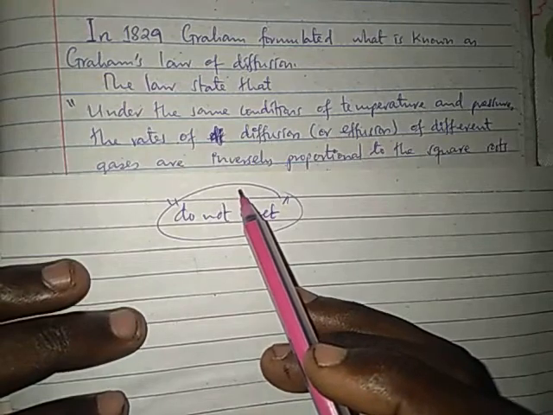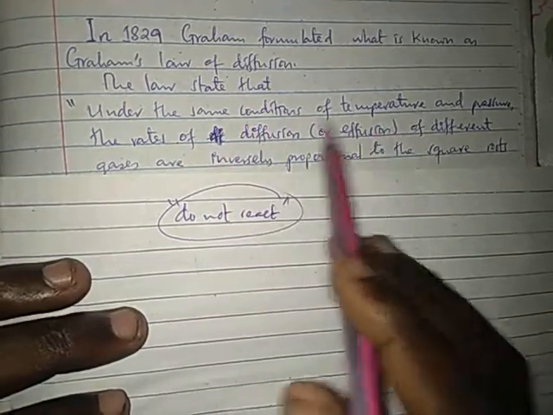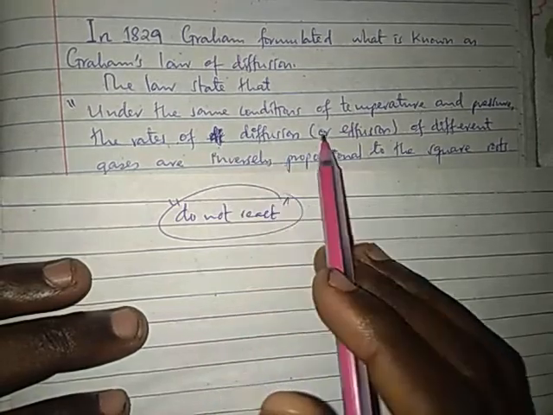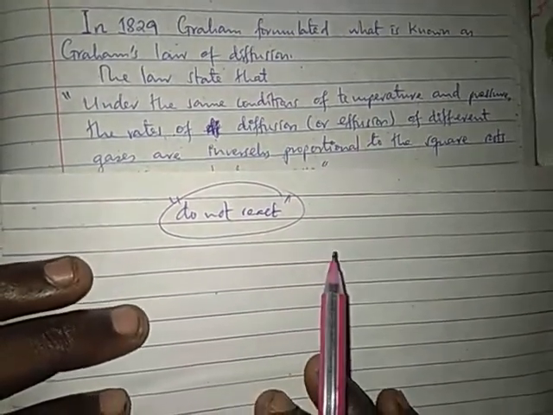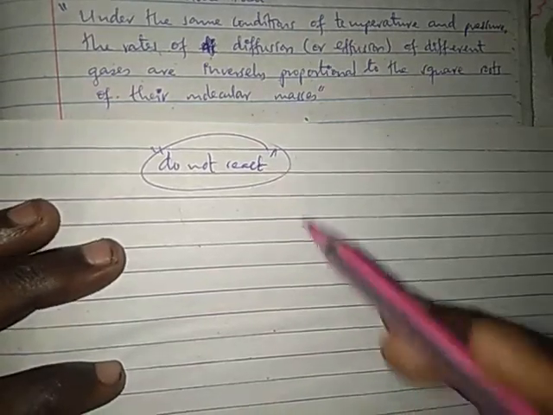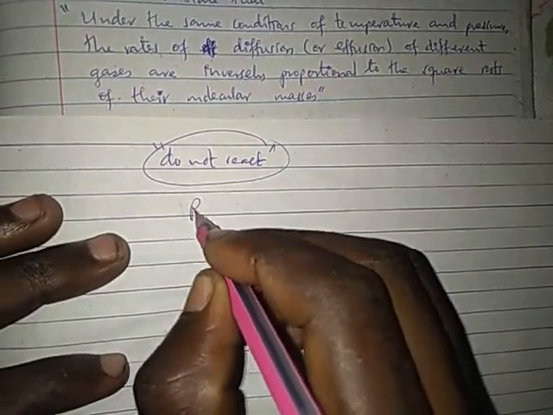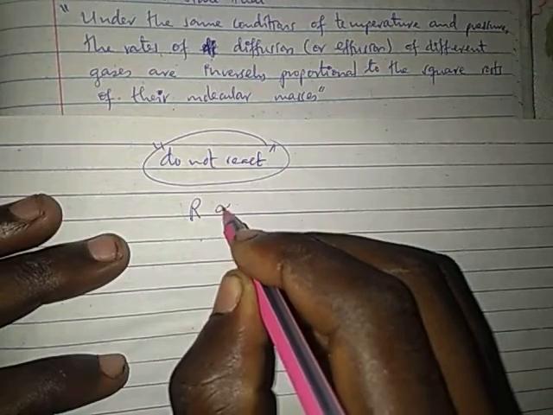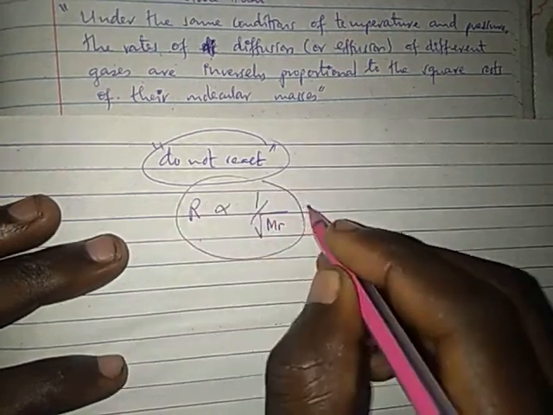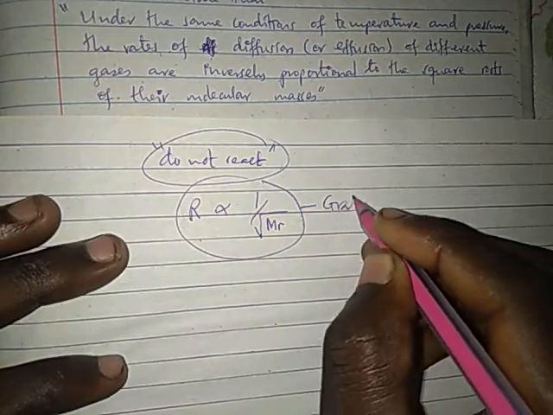Now the law stated that under the same condition of temperature and pressure, the rate of diffusion or effusion of different gases are inversely proportional to the square root of their molecular masses. So rate is inversely proportional to the square root of molecular masses, MR. This is what we call Graham's law.